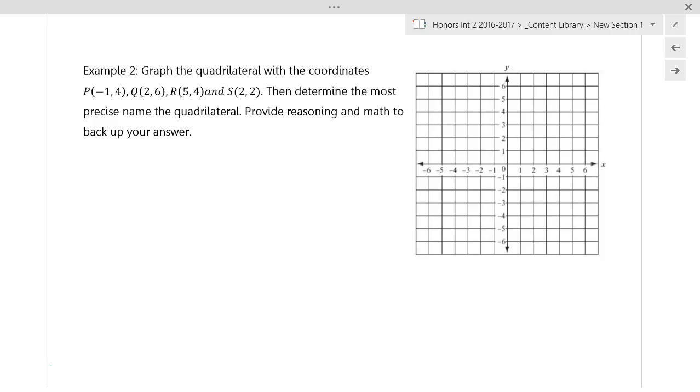All right, so let's start with the first part. Let's graph this quadrilateral. So (-1, 4). That's P. Q is (2, 6). R is (5, 4). And S is (2, 2).